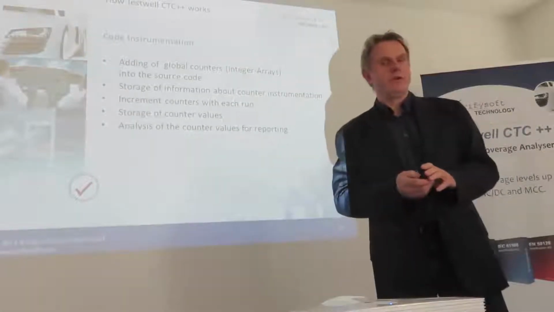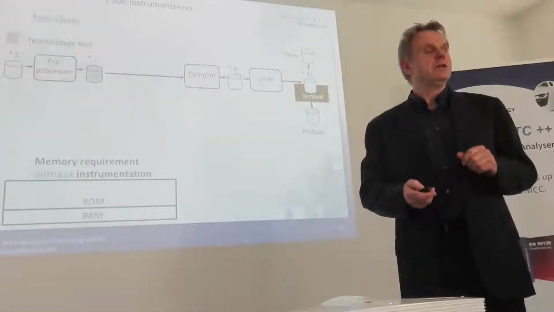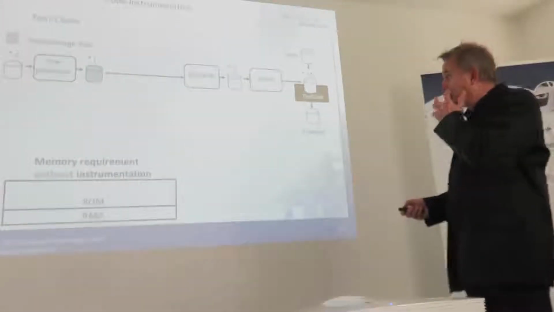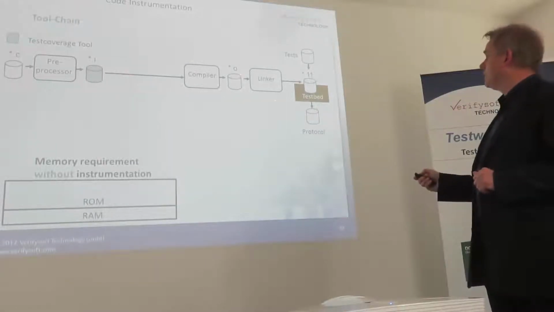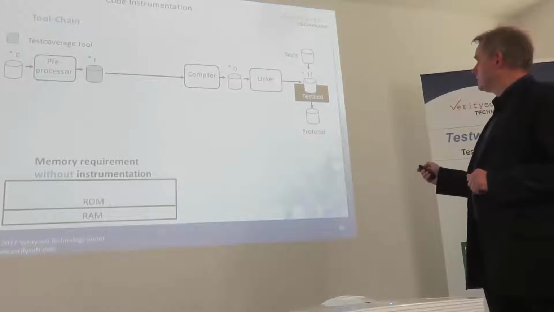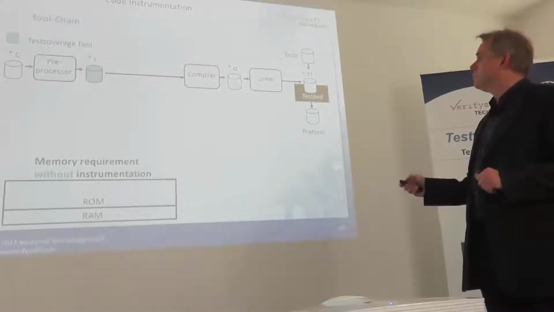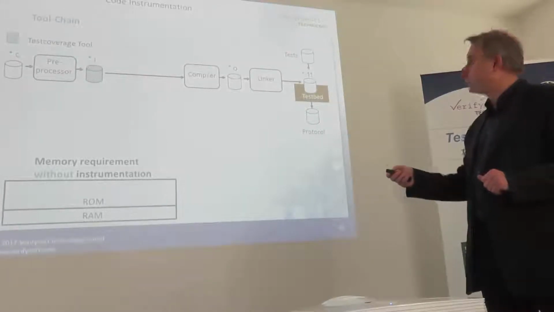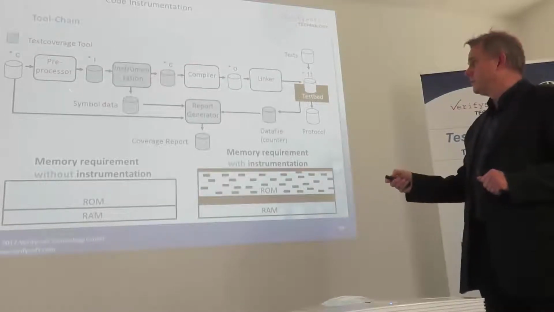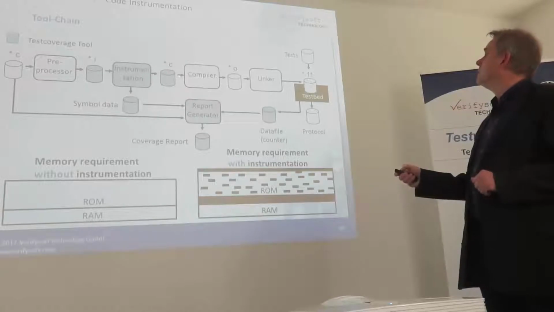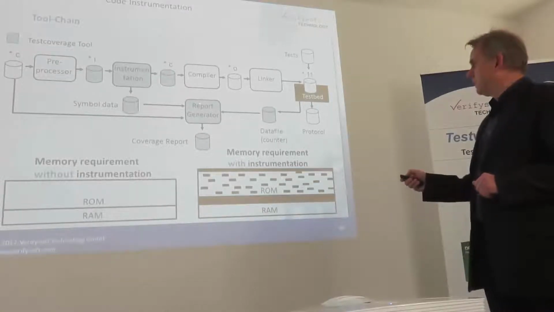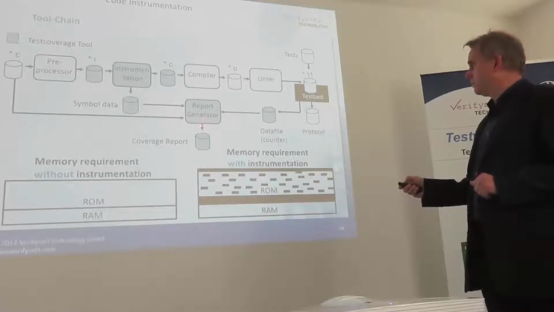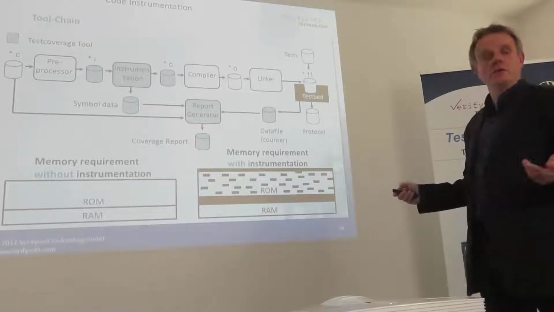How it works: by code instrumentation. We have here the normal process: preprocessor, compiler, linker, and here you do your tests. In order to measure the code coverage, we add counters between preprocessor and compiler. This is called code instrumentation. And the generated data are gathered and given out into reports at the end or on demand.